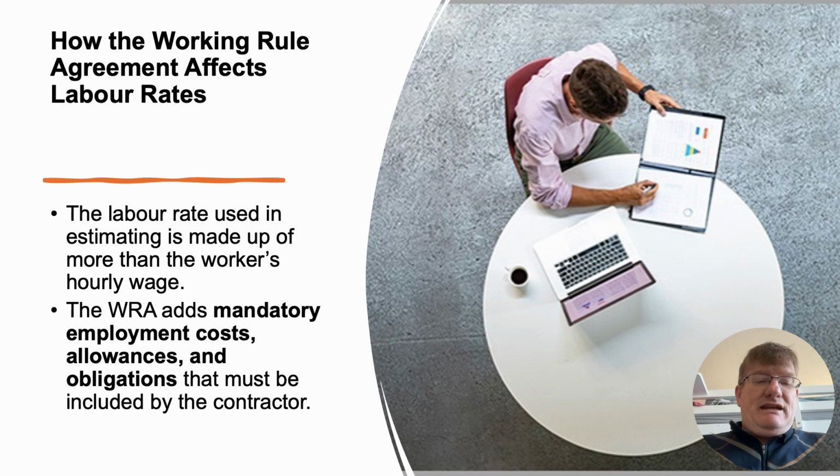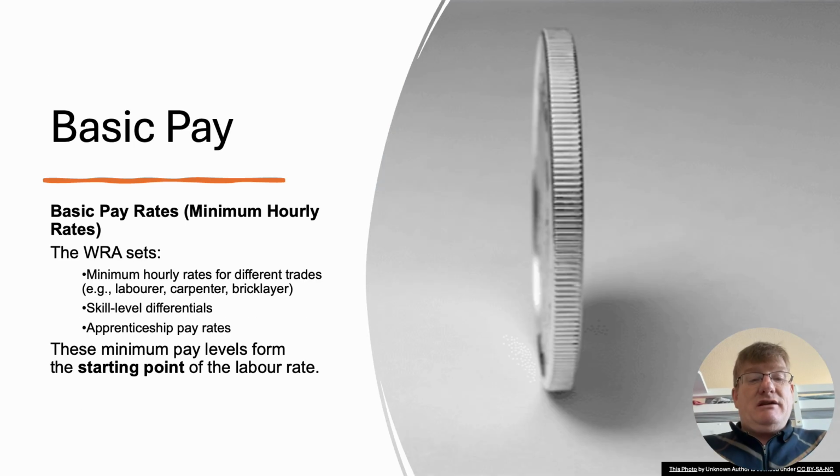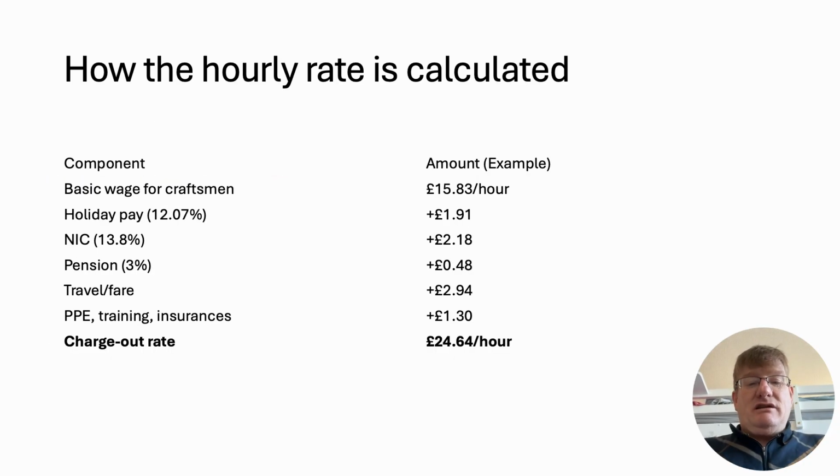All right. So it includes things that are mandatory employment costs and allowances and obligations. It includes your basic minimum hourly rate. But to build that up, we obviously need to include holiday pay, sickness benefit, pensions. And basically what I've done there is show how it may be calculated. Fundamentally I've taken that from the working rule agreement, that booklet that's there. So you can reference that, which I didn't reference, to be honest with you.